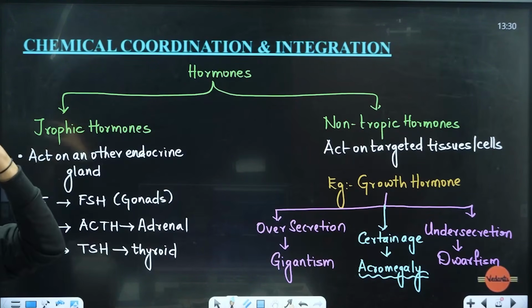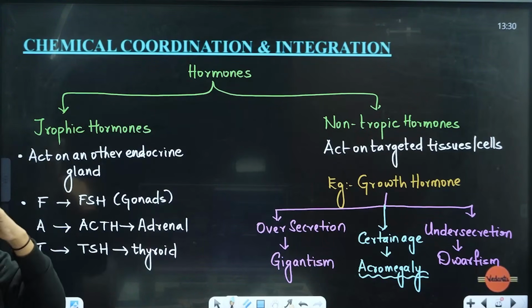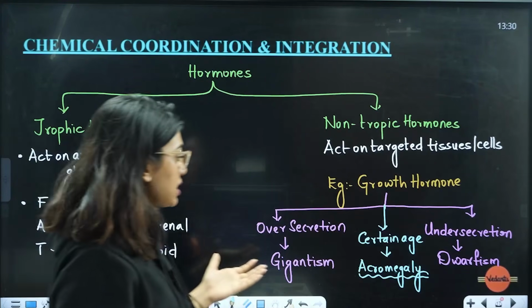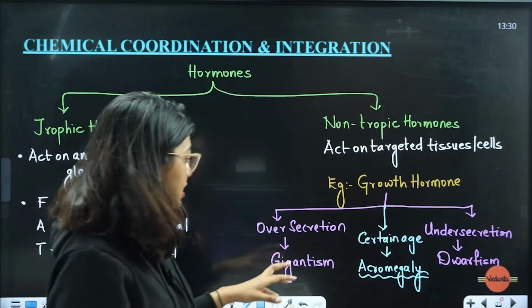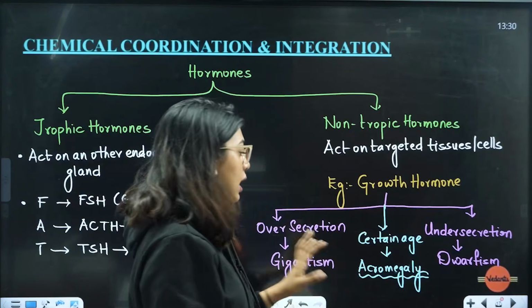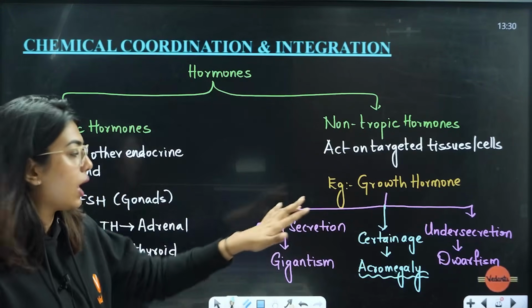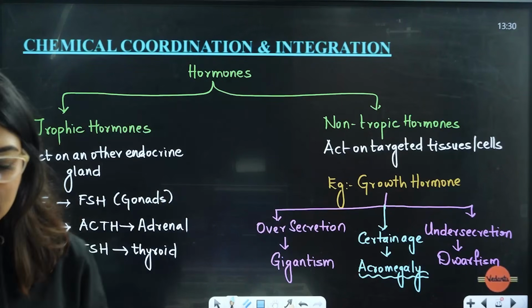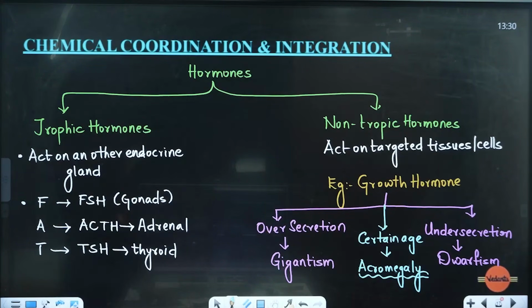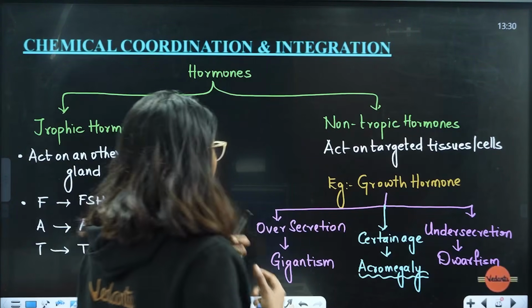So students, at a certain age, let's say there is suddenly an increase in secretion, or over secretion is happening, then it will lead to acromegaly. So that is basically where there will be a disfigurement in the body. Acromegaly is going to do disfigurement.